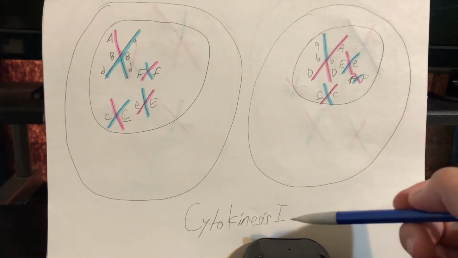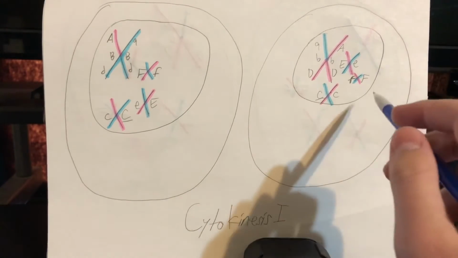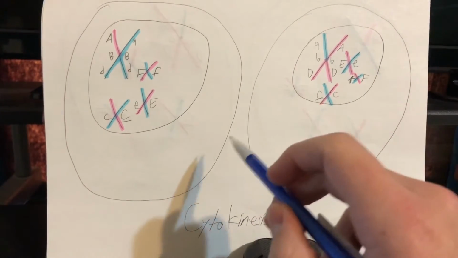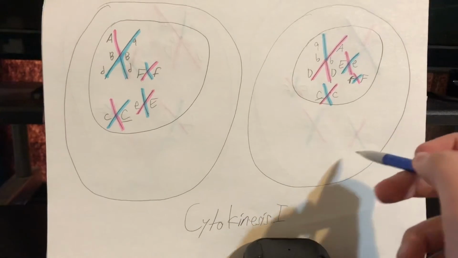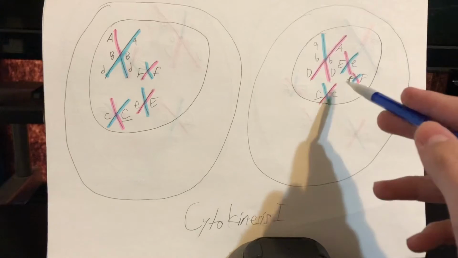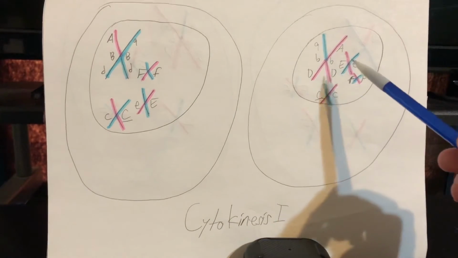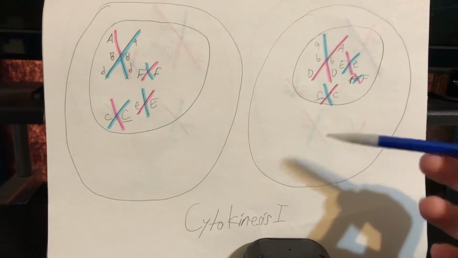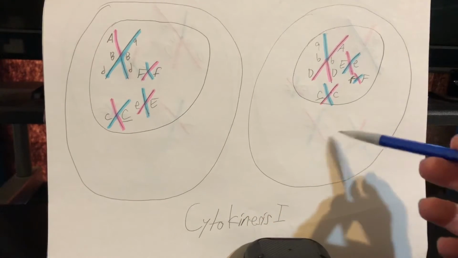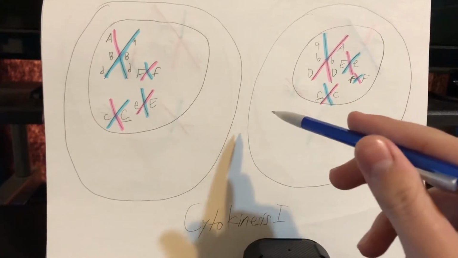The next step is called cytokinesis 1. As you can see, 2 whole cells have formed. However, these are haploid cells. As seen, the starting cell had 8 total chromosomes, but these haploid cells only have half the number of chromosomes, which is 4. This is called reduction because we are reducing the total number of chromosomes from the beginning.